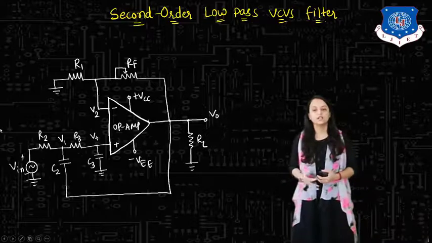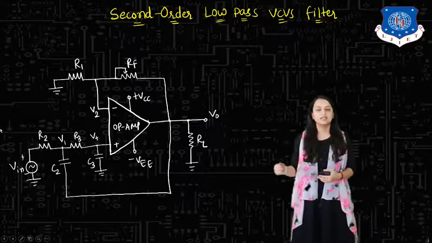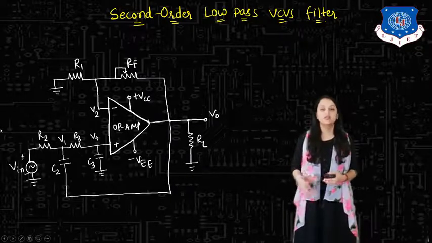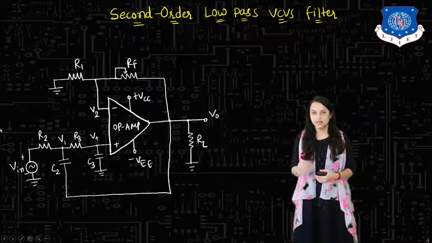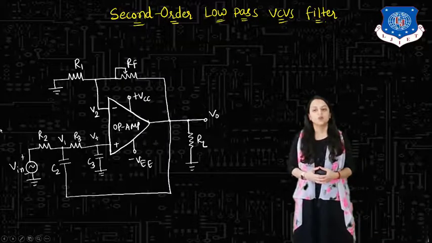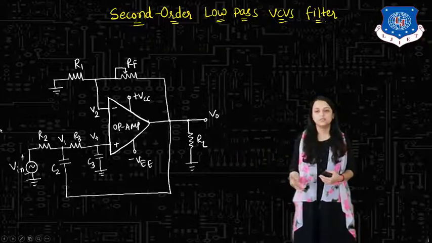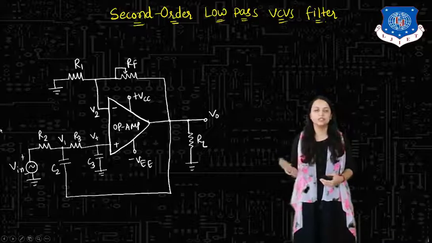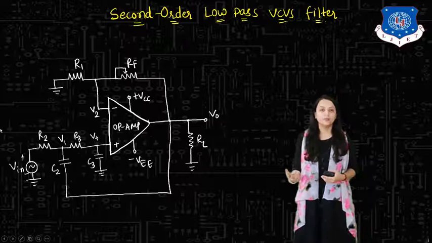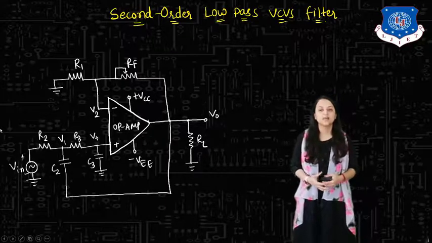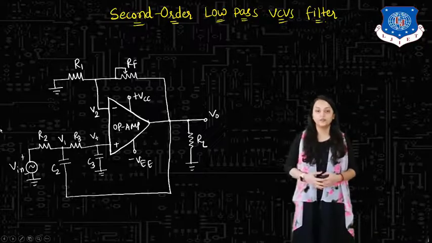Now, if you look at the circuit diagram, in this VCVS filter, the supply is given to the non-inverting terminal. That's why this is a non-inverting type amplifier. And here the feedback resistance is RF, which is variable. Load resistance is RL. And we have the two capacitances and two resistances R2, R3 and C2, C3. I am repeating again, as there are two pair of resistance and capacitor, this is called as second order filter.